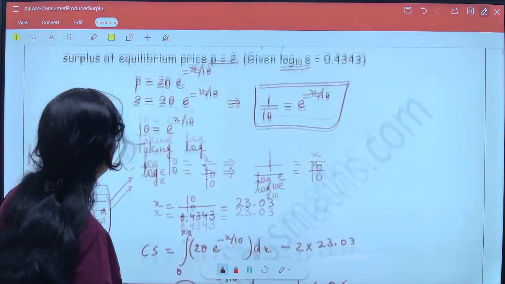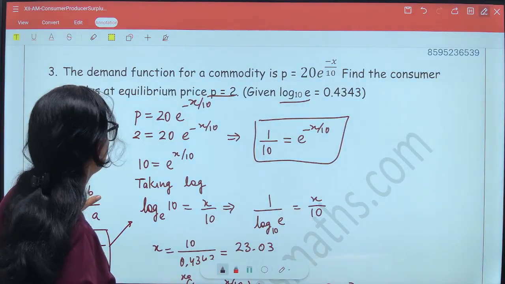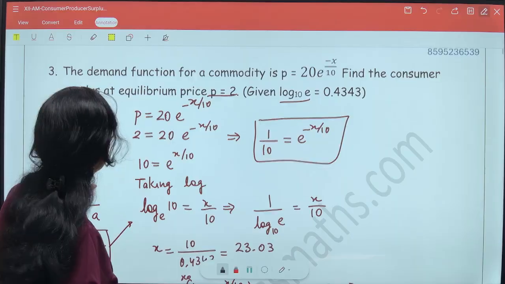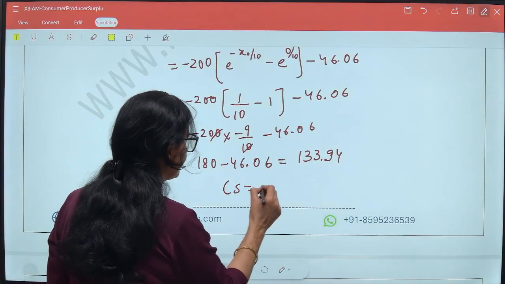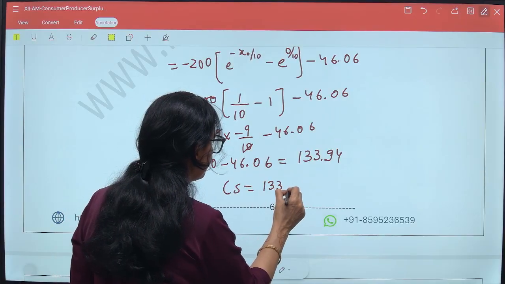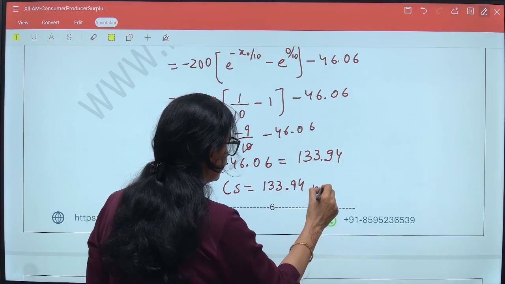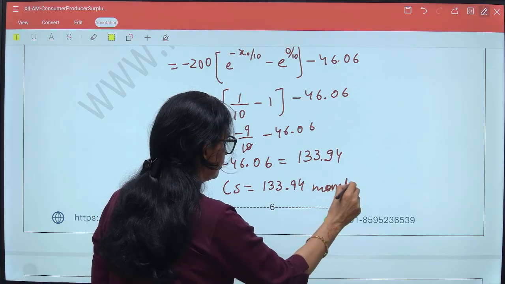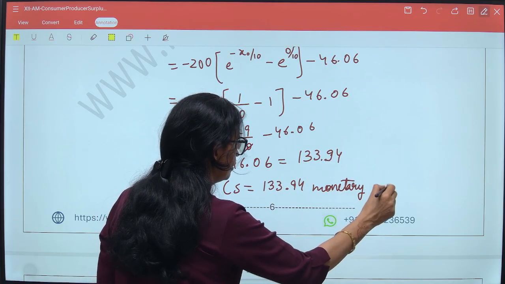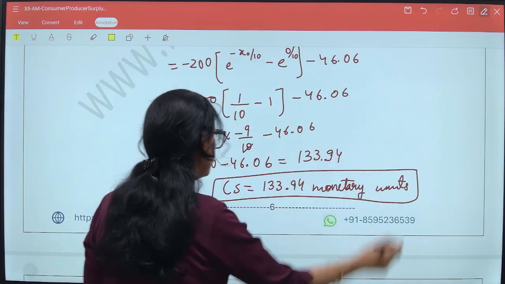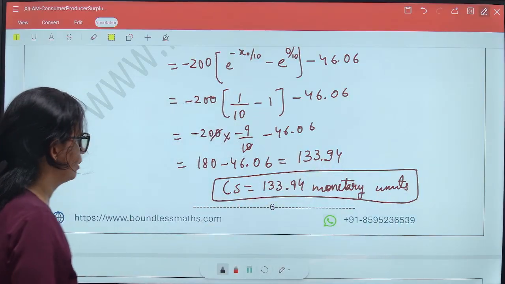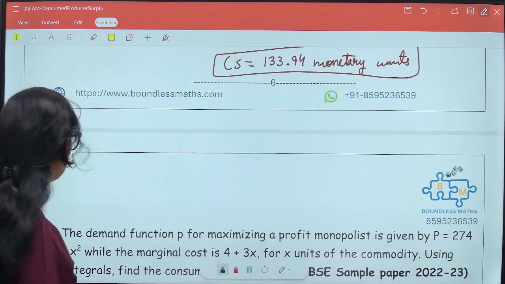So let's go back to the question and look at the units. Anything given to you? No, nothing was given to you and you just had to find the consumer surplus. So you will write the consumer surplus is 133.94 monetary units. So if no unit is given to you, please write units. Only units will also work. Right? So let's move to the next question.